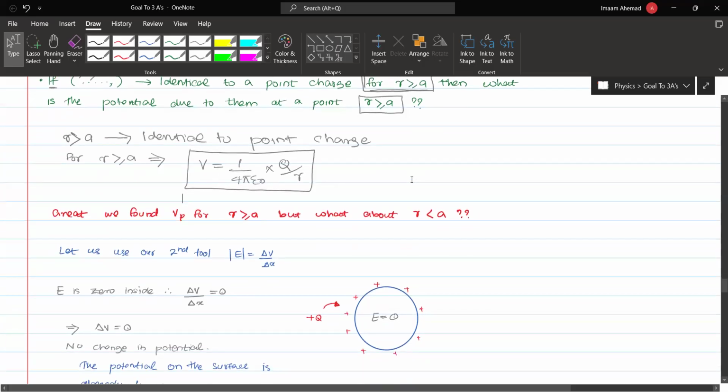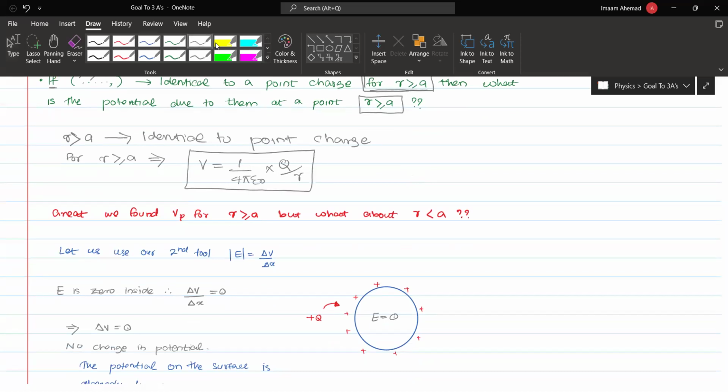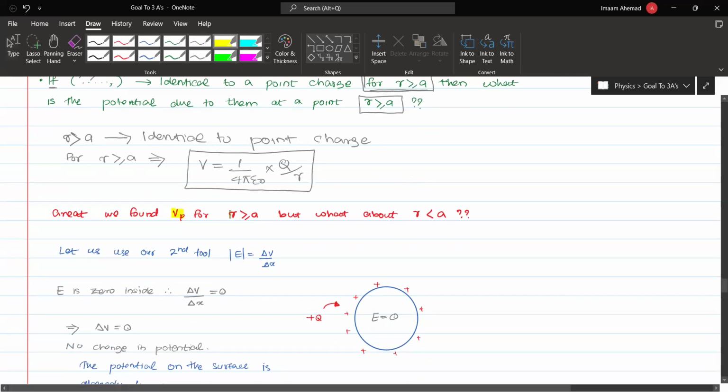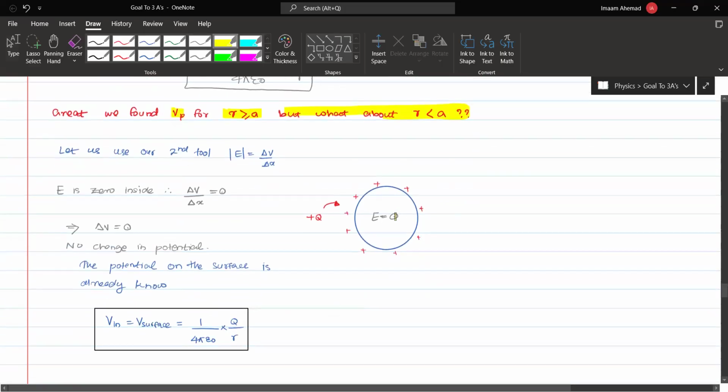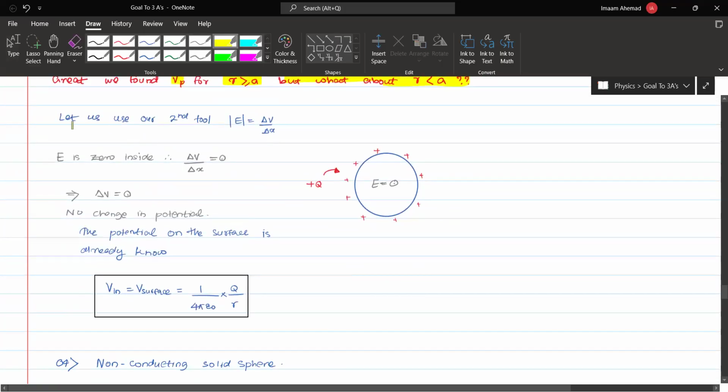Now what we have done is found V for r greater than a. But what about r less than a? That is where we are going to use the second tool. Remember, we said we would be using the potential gradient to find the potential. That's what we are going to do.